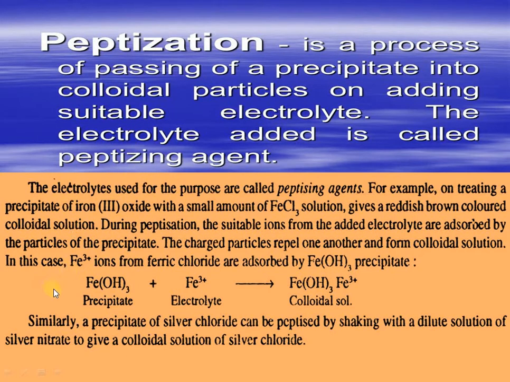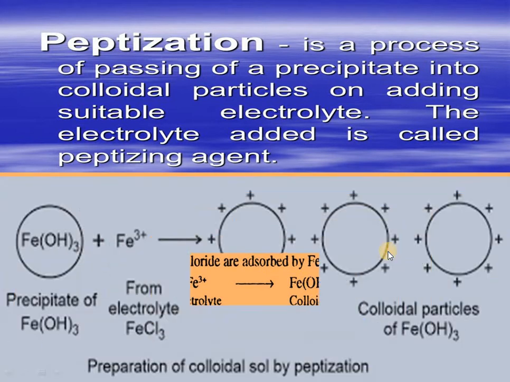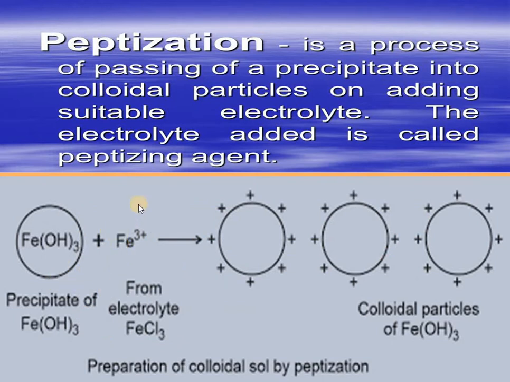For example, we have a ferric hydroxide precipitate, and we add FeCl3 solution to this precipitate and we will get a colloidal solution of it. So this is basically the electrolyte used as the peptizing agent. When we add FeCl3 solution to Fe(OH)3, that is the ferric hydroxide precipitate, it will form a colloidal solution. So this is the process of peptization, and this is what is basically happening here: Fe3+ surrounds the precipitate particles in this form.